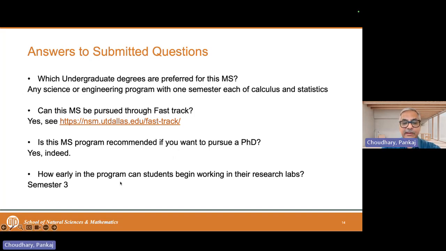How early in the program can students begin working in their research labs? Semester 3. You go through the first year of the program, you learn these coding skills, and then in semester 3, you can start working in the research lab. So students who started this fall will be eligible to work in a research lab next fall. You go through the first 2 semesters, and then in the third semester, you become eligible.